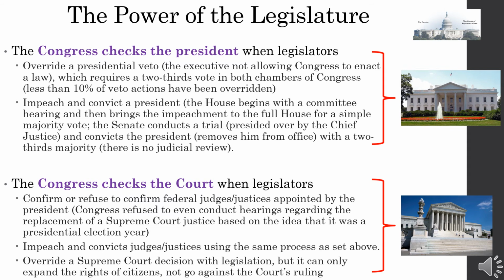So let's say the Supreme Court says one thing and Congress doesn't like it. They can create a law that changes what the Supreme Court said. But it can only expand the rights of citizens, not go against the court's ruling. Go to the next slide.